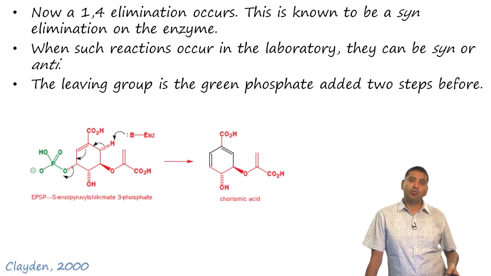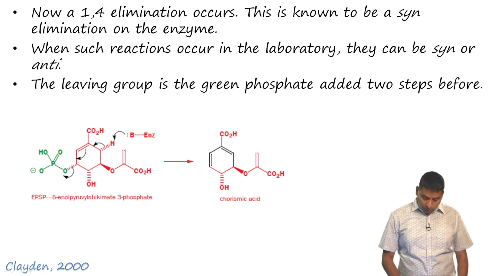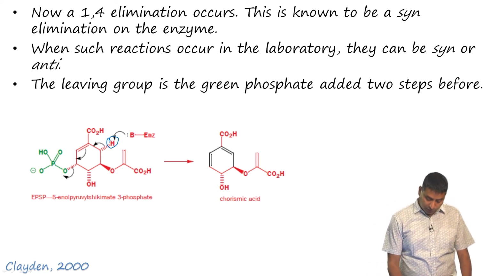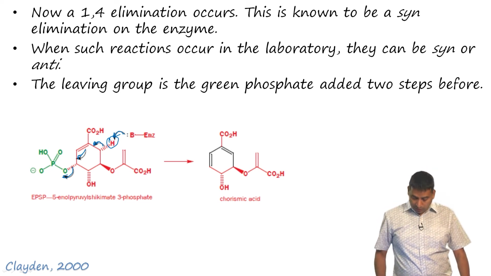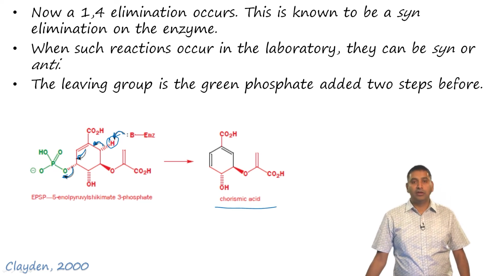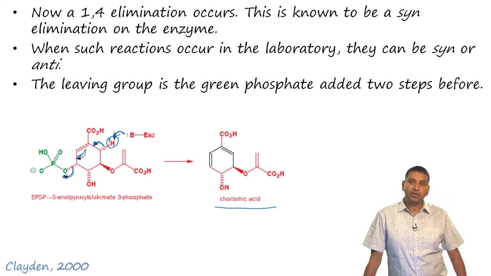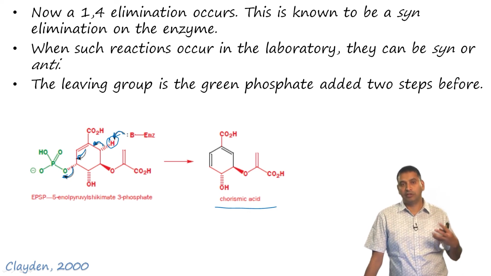Now, a very interesting 1,4 elimination occurs, and this is known to be a syn elimination on the enzyme. So, here this 1,4 elimination occurs in the following manner. The basic residue of the enzyme comes in, attacks here, moves this electron, this bond moves here and kicks out phosphate. And so, this gives us chorismic acid, which has a 1,3-diene. Right. Of course, in the laboratory when we do this reaction, this elimination can be either syn or anti, but since this is happening enzymatically, a very specific stereochemical outcome is expected.